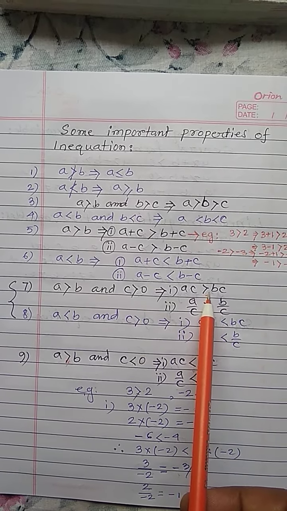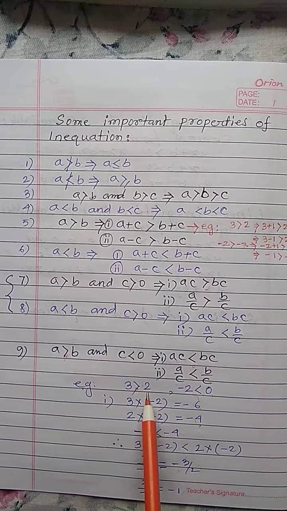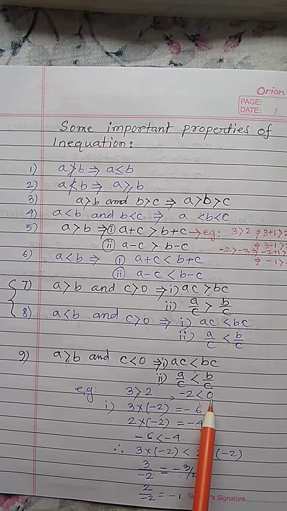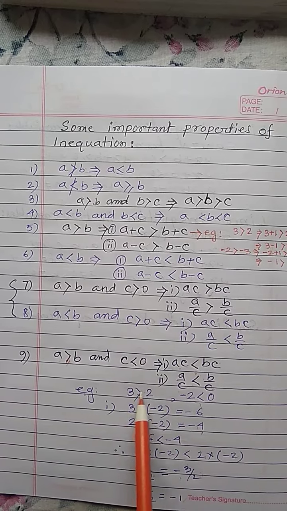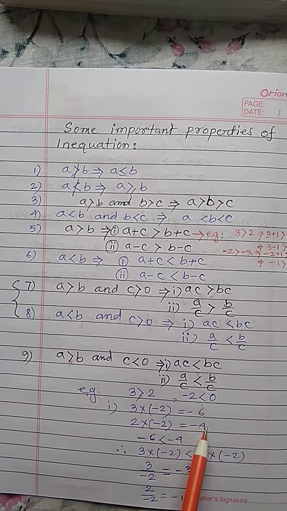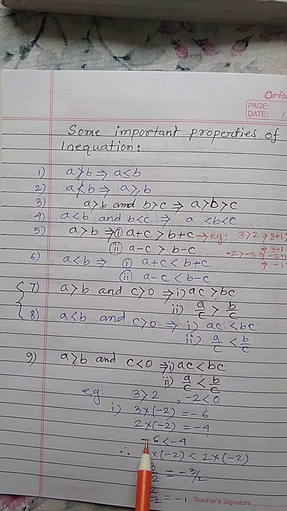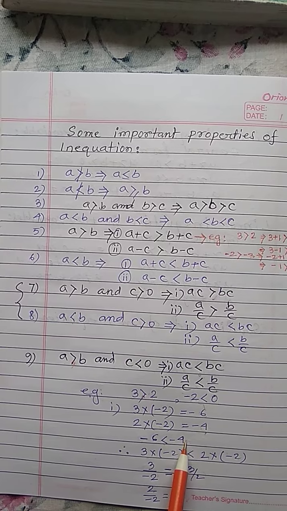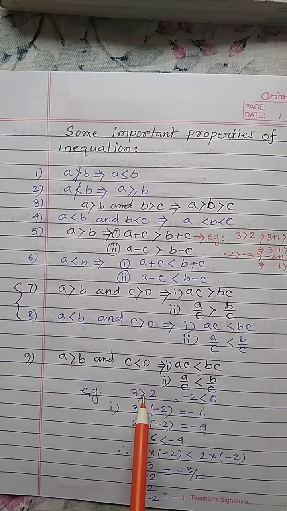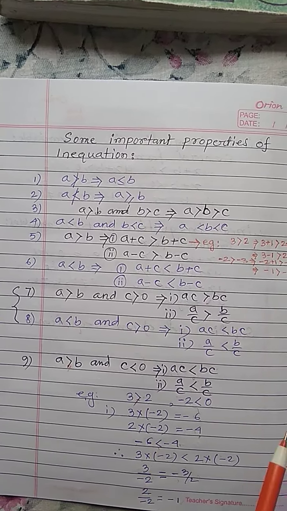For example, 3 is greater than 2 and minus 2 is a negative quantity, negative number. If we multiply both sides by minus 2, then we get minus 6 and minus 4. And minus 4 is greater than minus 6, that is minus 6 is less than minus 4. So greater than type inequality becomes less than type inequality.